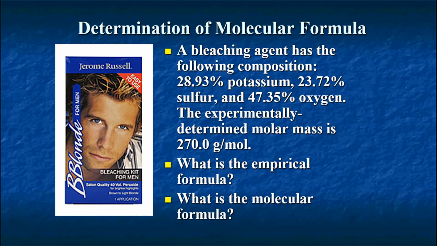Okay, I hope that helped. And here is one more practice problem. A commercial bleaching agent, you can see the box of the product here, has the following composition: 28.93% potassium, 23.72% sulfur, and 47.35% oxygen. The experimentally determined molar mass is 270.0 grams per mole.